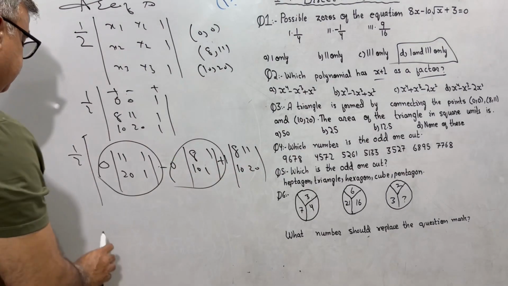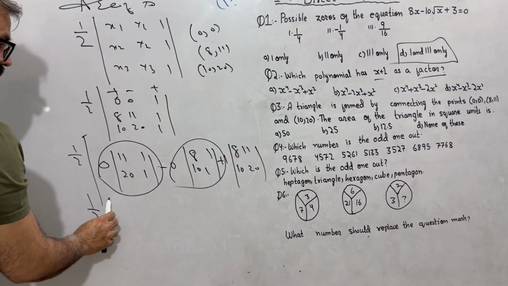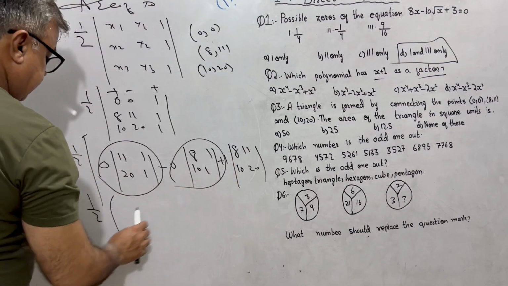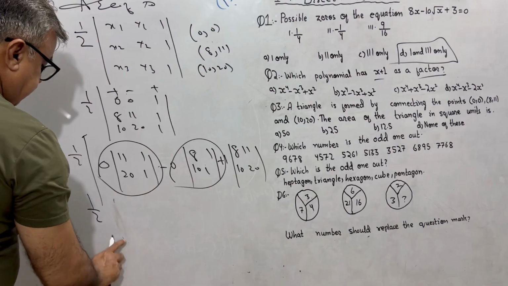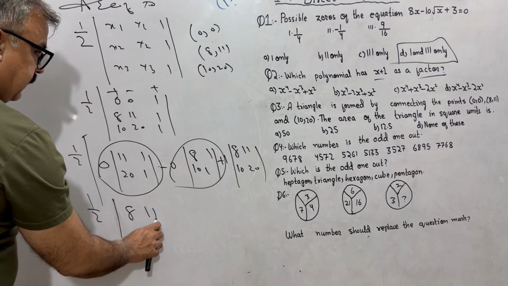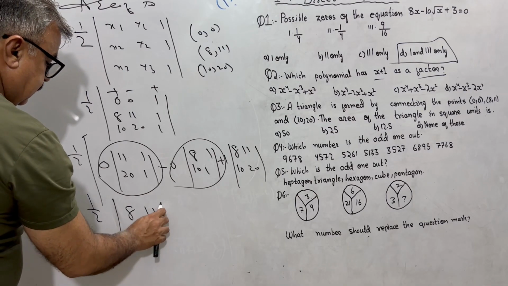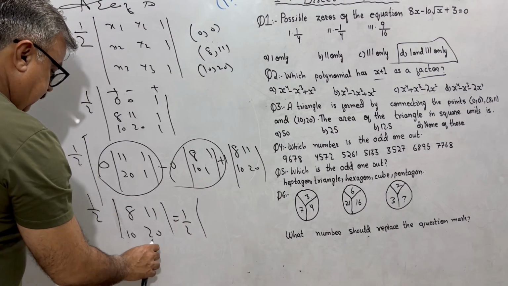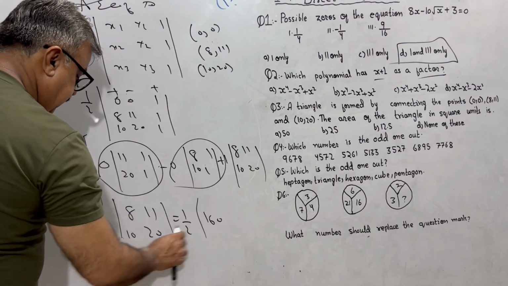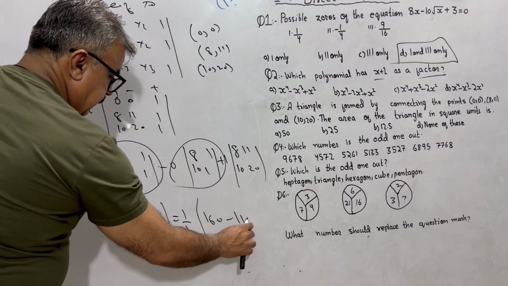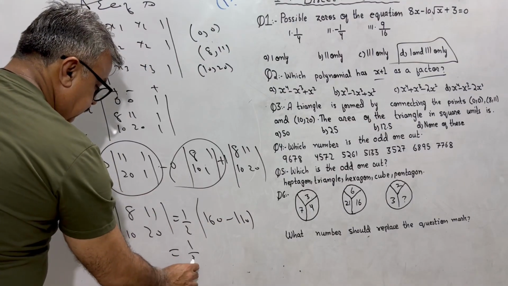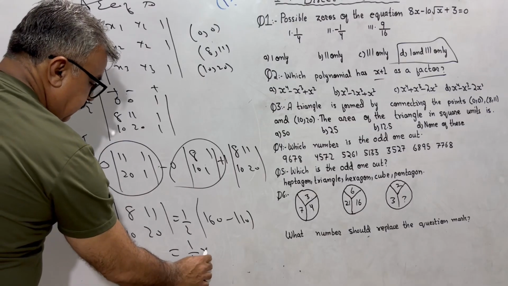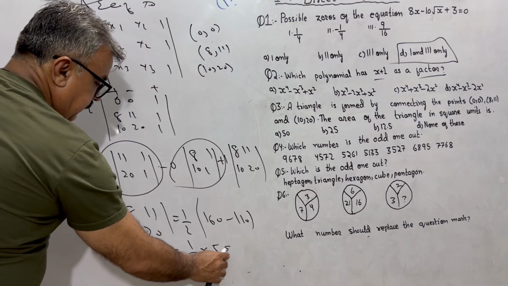Just this thing remains. 1 over 2. I have what remains? Let me write 8 11, 10 20. Multiply in that fashion. 1 upon 2. 2 8s are 16, 160. It will become 110. 1 upon 2. 160 minus 110, 50. 50 divided by 2.